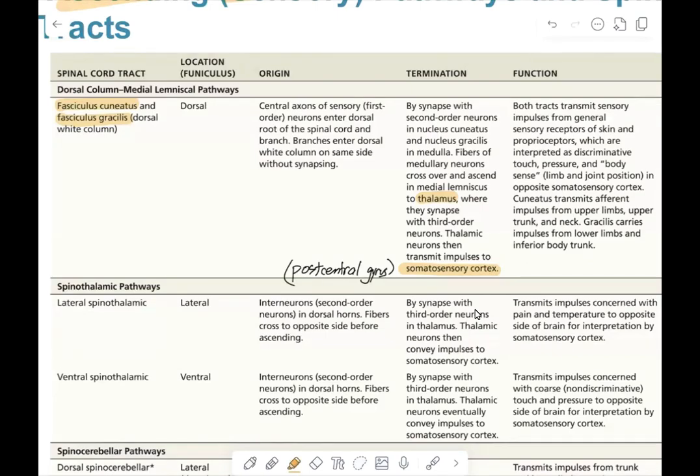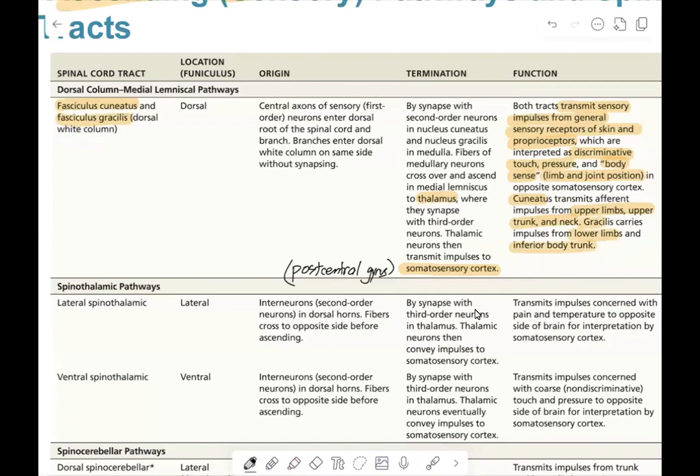The function is what is the most important. Both of these tracts transmit sensory impulses from general sensory receptors of the skin and proprioceptors, and they function in what's called discriminative touch, pressure, and body sense, limb and joint position. That means if you had your eyes closed and somebody tickled your left foot with a feather, your fasciculus gracilis would sense that. The fasciculus cuneatus is associated with upper limbs, upper trunk, and neck. The gracilis is lower limbs and inferior body trunk.